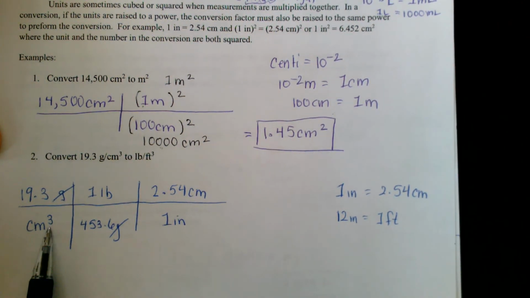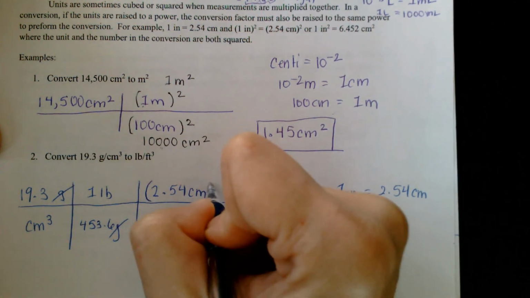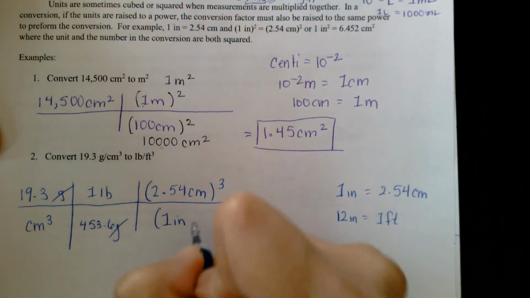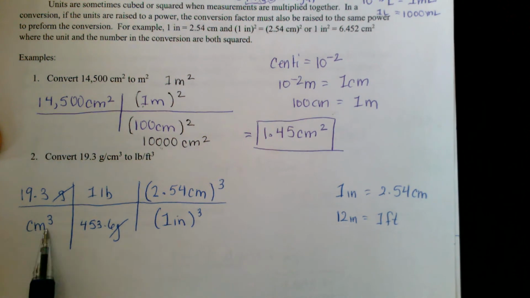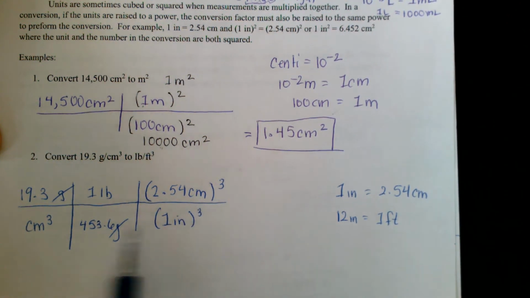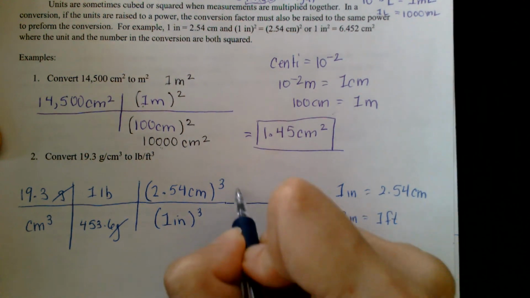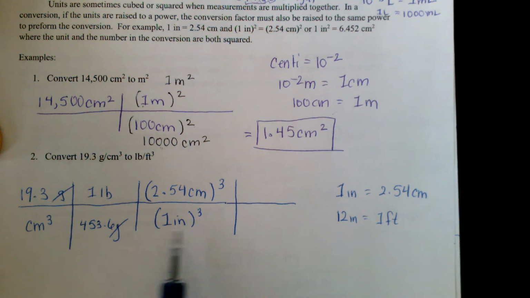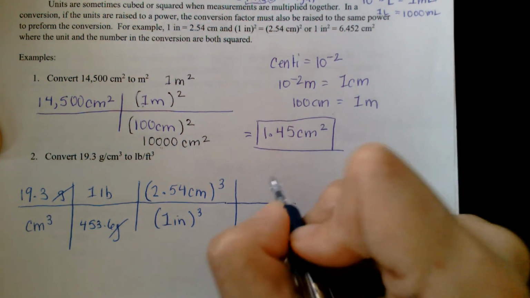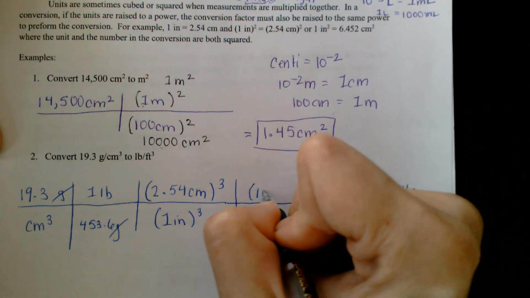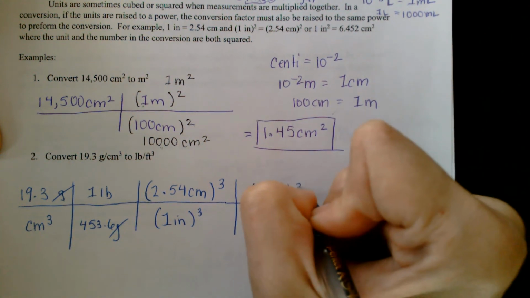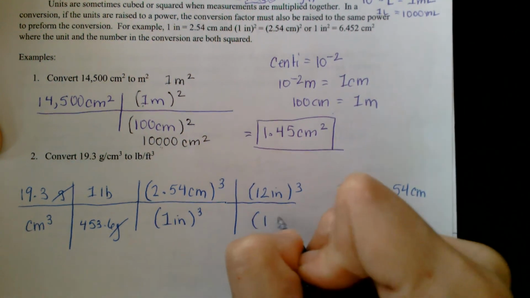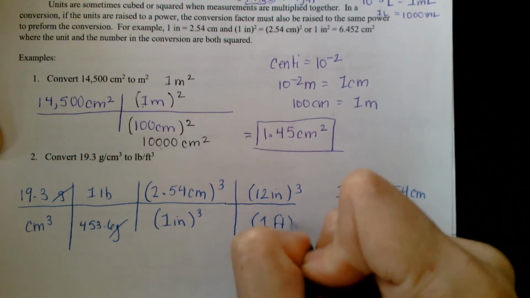So again, we have our units cubed, so we're going to take this and cube it. That gives us centimeters cubed. And then we have now pounds per inch cubed. Okay, so then our last one, going from inches to feet. We want inches to go away, so we're going to put that up here. So we're going to have 12 inches cubed divided by 1 foot cubed.